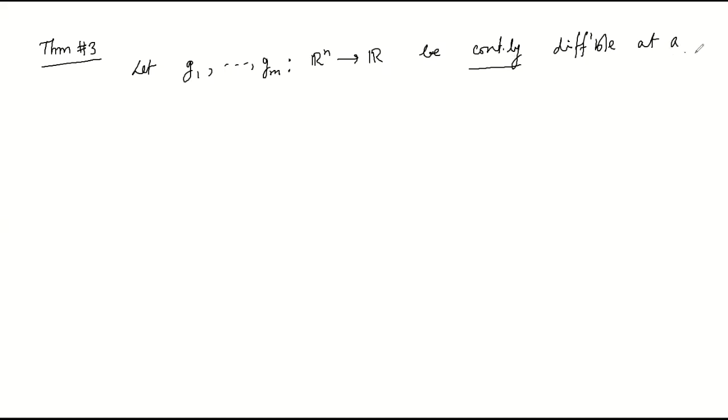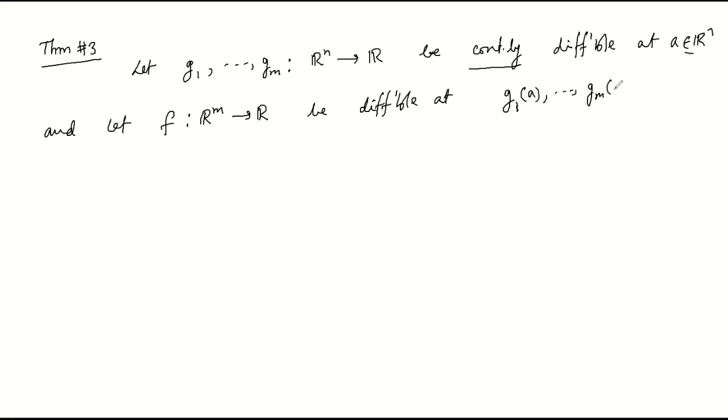So at the point A, let f be a function from R m to R, so this is real valued, and let this be differentiable at the point g1 of A, and so on, gm of A, where A belongs to R n. These g1 of A and so on are real, so this is an m-tuple of reals, belonging to R m, and f is differentiable at this point.